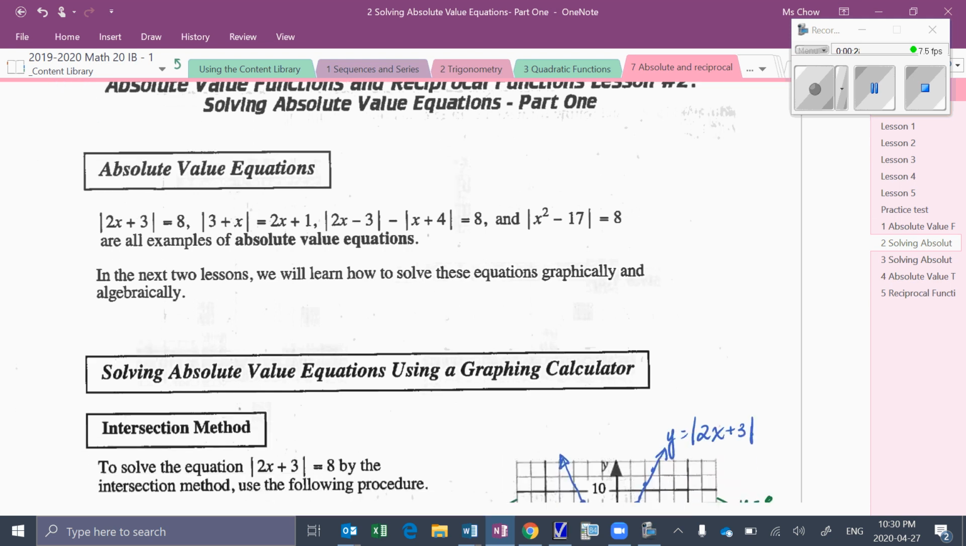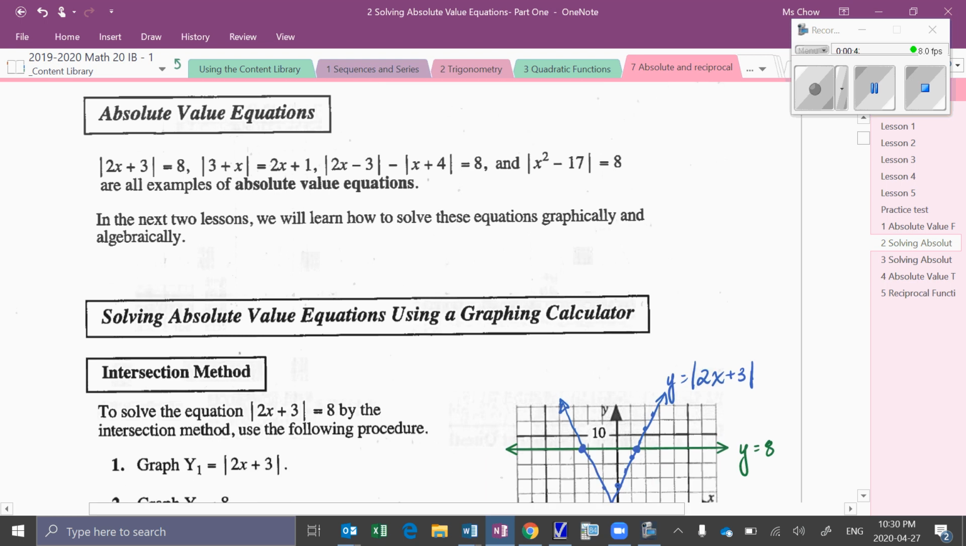So graphically, of course, you can be using your graphing calculator, a great way to check your work. Algebraically, of course, is important if we're looking for exact values or if you're needing a complete solution.